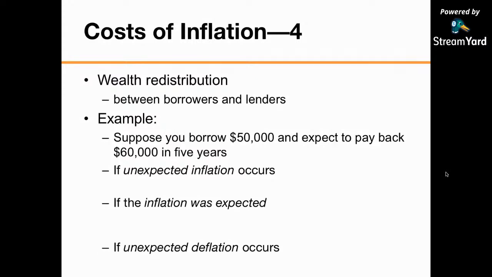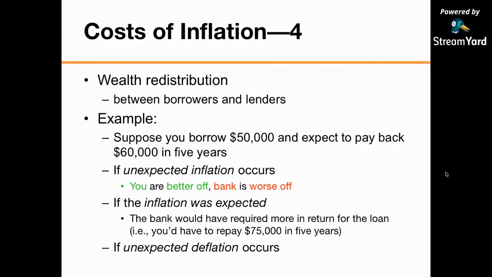Wealth redistribution is another cost of inflation. So if inflation unexpectedly rises during the 5 years of your note, you are better off and the bank is worse off. So I was a little bit backwards earlier. I think I might have misspoke earlier when I said that if deflation occurs, you are going to be worse off and the bank is going to be better off. If the inflation was expected, the bank knew what was going to happen. They had required what the loan should have been.